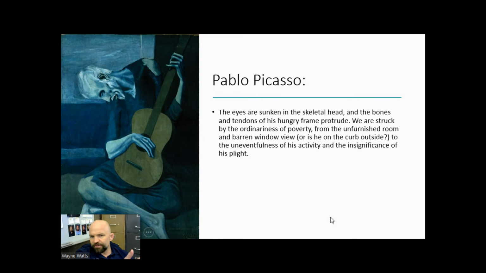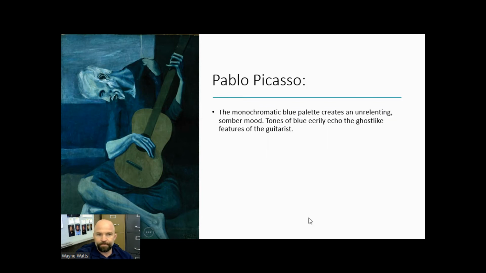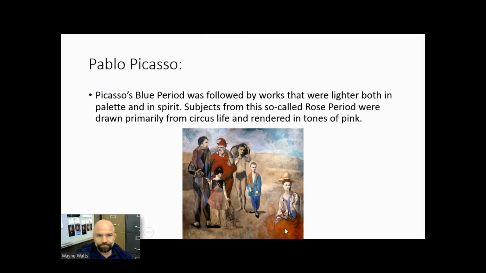Or is he on the curb outside? It doesn't seem to be very clear. To the uneventfulness of his activity and the insignificance of his plight. The monochromatic blue palette creates an unrelenting, somber mood. Tones of blue eerily echo the ghost-like features of the guitarist.